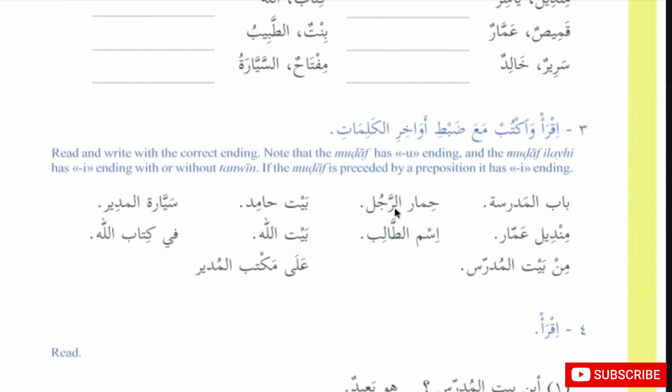Here they want you to write with the correct ending. So باب المدرسة. منديل عمار. من بيت المدرس. Now, by the way, by default it's Baitul Mudarris, but because of the min, it'll become min Baitil Mudarrisi. So the mudaf, the noun that comes in front, will also get affected by this min, this harf, which we covered in an earlier lesson.